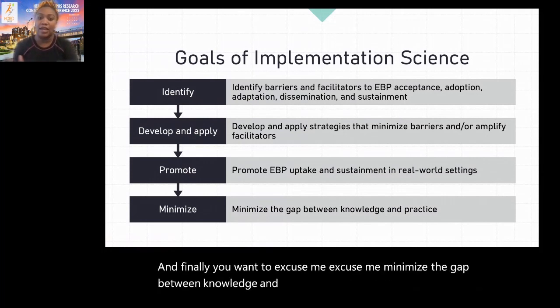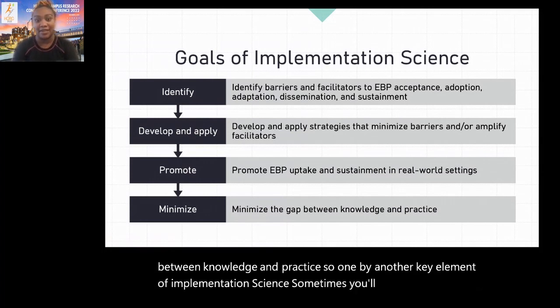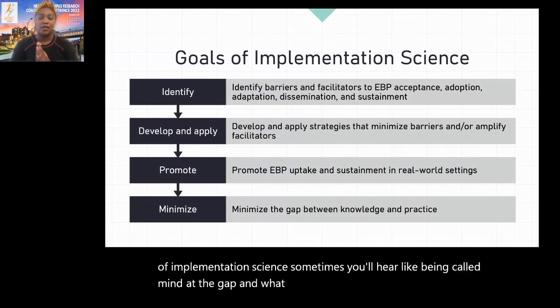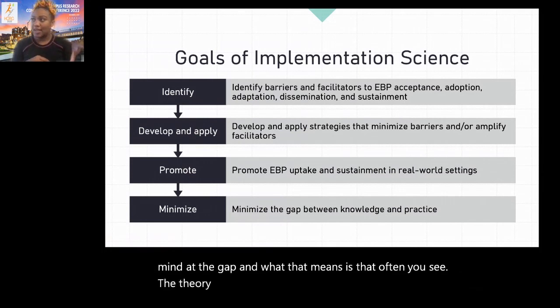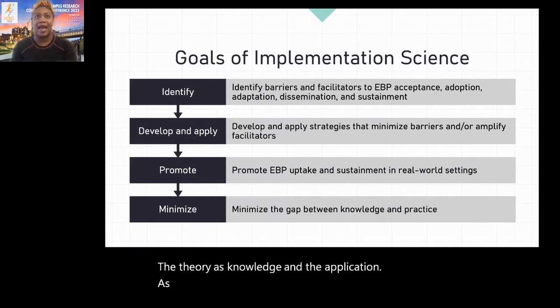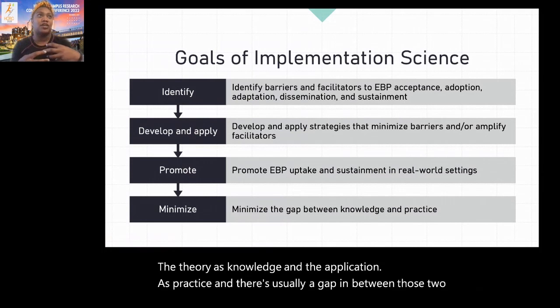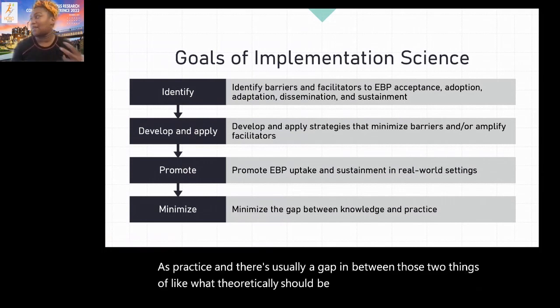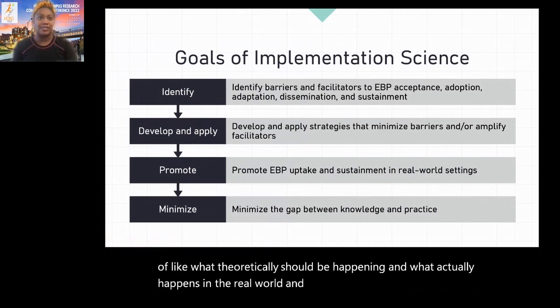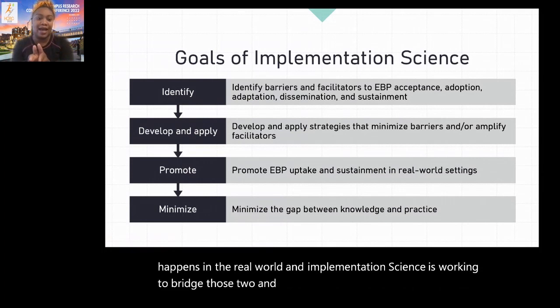Another key element of implementation science is sometimes called mind the gap. What that means is that often you see the theory as knowledge and the application as practice. There's usually a gap in between those two things, of what theoretically should be happening and what actually happens in the real world. Implementation science is working to bridge those two and really reduce the gap so that ideally the theory and the practice match.